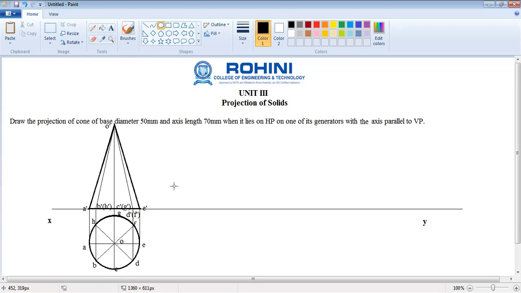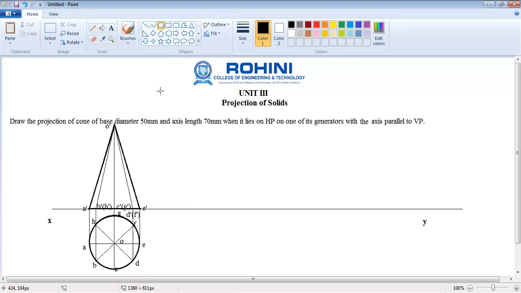So the second, inclined position which is given is that it lies on HP on one of its generators with the axis parallel to VP. Generator means this OA or OE, or any one generator is resting on the horizontal plane with its axis parallel to VP. So we are going to place this OE line or OA on this reference line.